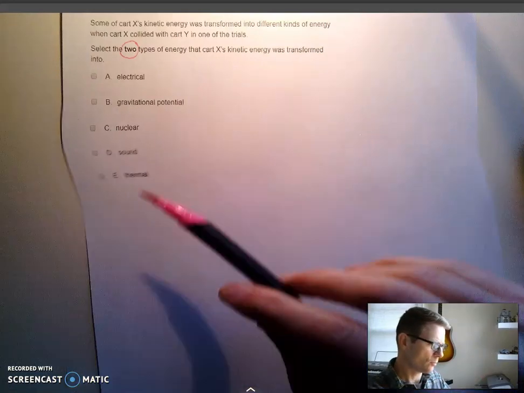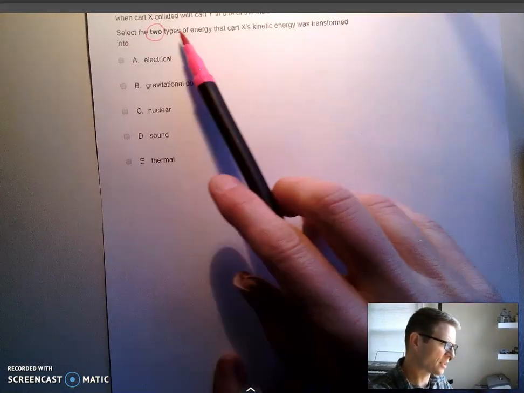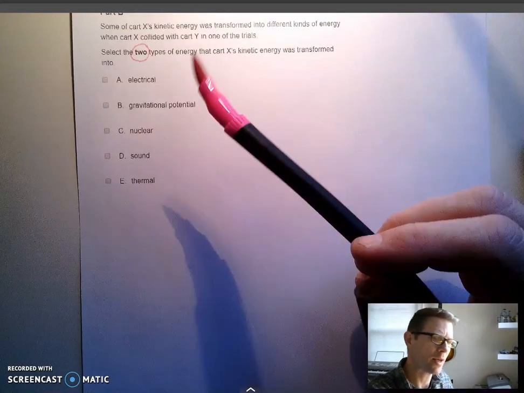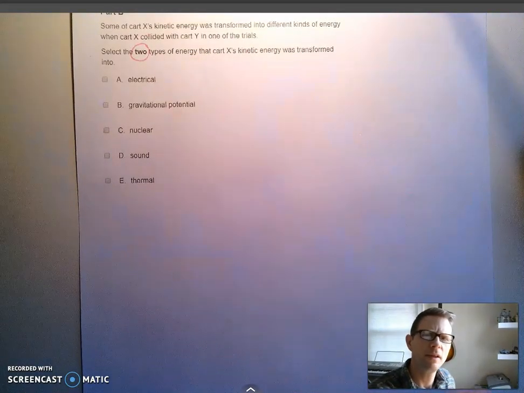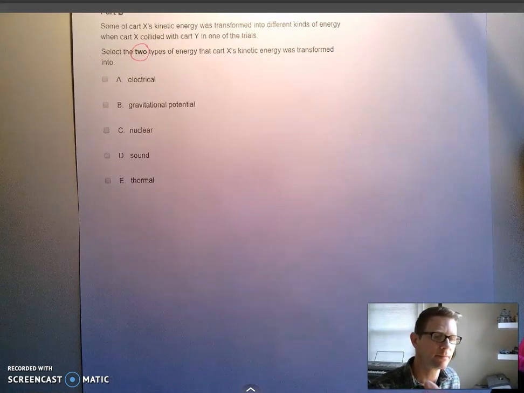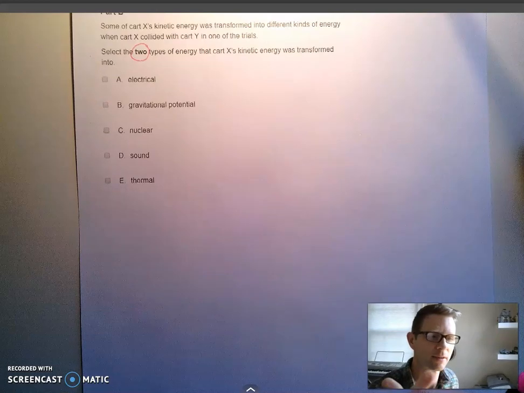Finally, kinetic energy was transformed. Select 2 different types. Well, we learned that when things collide, they lose energy and some heat is generated. Heat is a form of thermal energy. And also you can hear it. So you can hear it and there's heat generated.